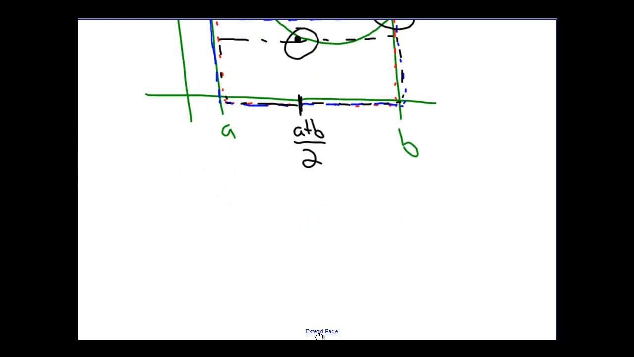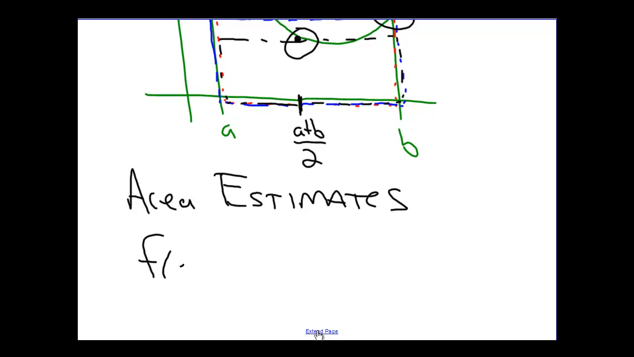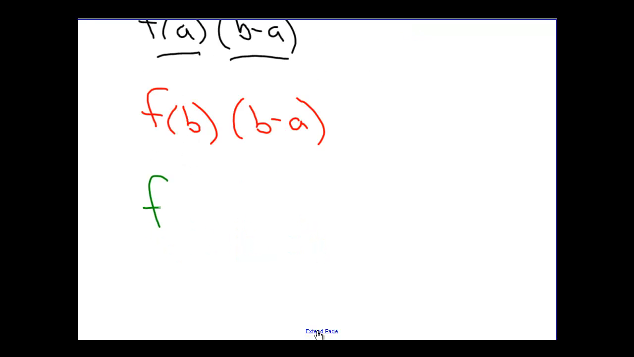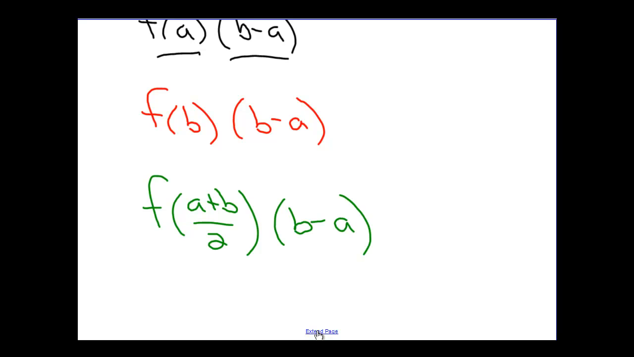So our area estimates here become f of a, the height of the function at the left-hand side, times b minus a. This is simply the width, right? We have here the height and the width of our rectangular area. Another estimate that we came up with was f of b, the right end point, times the width of our region. And the third one was the function value at the midpoint, again, times the width of the region that we're looking at.